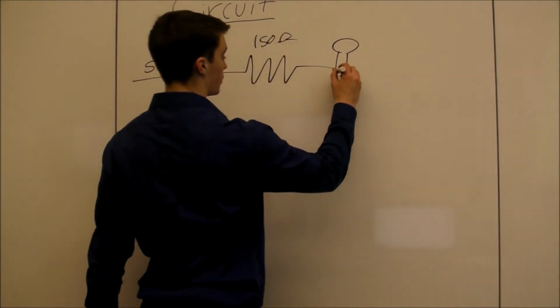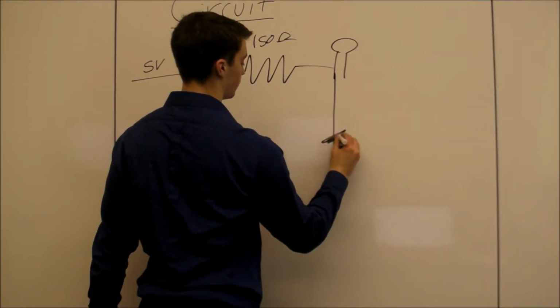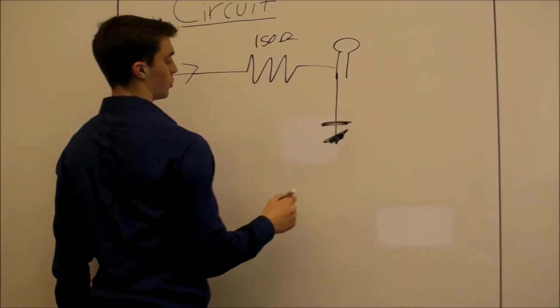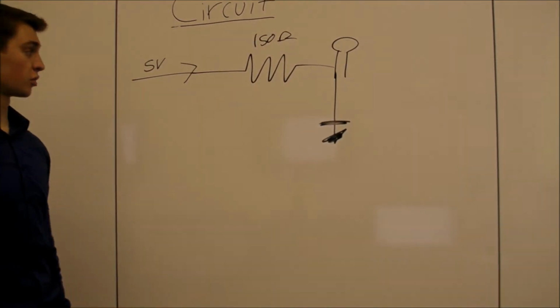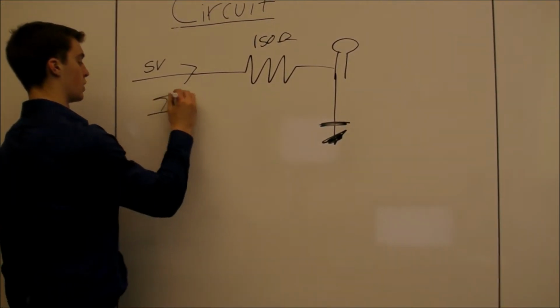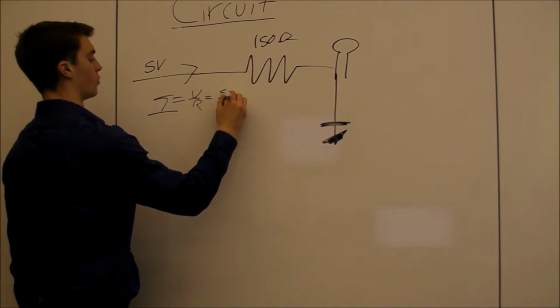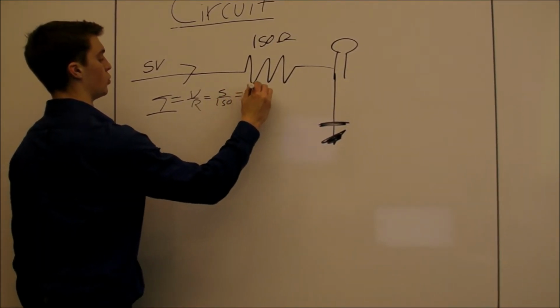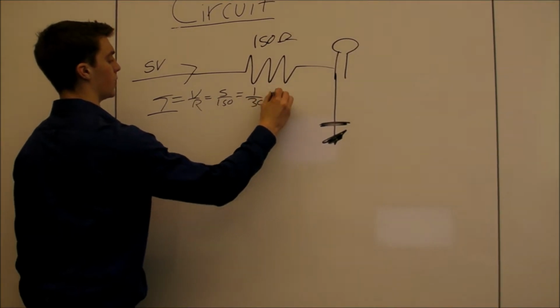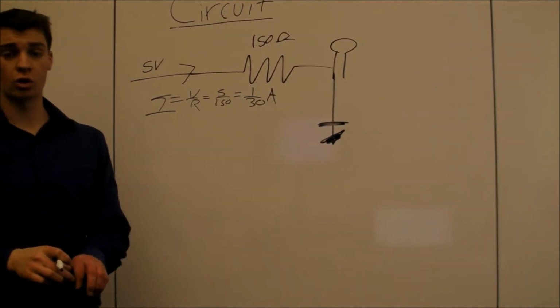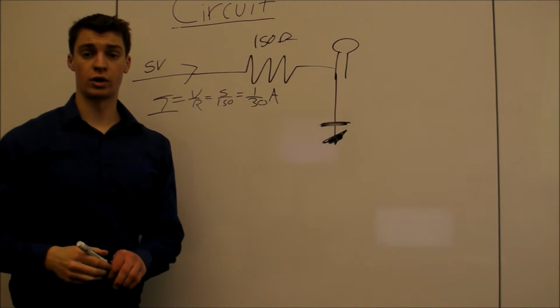sensor. And after it is passed through the LED, this will go to ground. And the current flowing through here is once again I equals V over R equals 5 over 150, which is 1 over 30 amps. Okay, pretty straightforward.